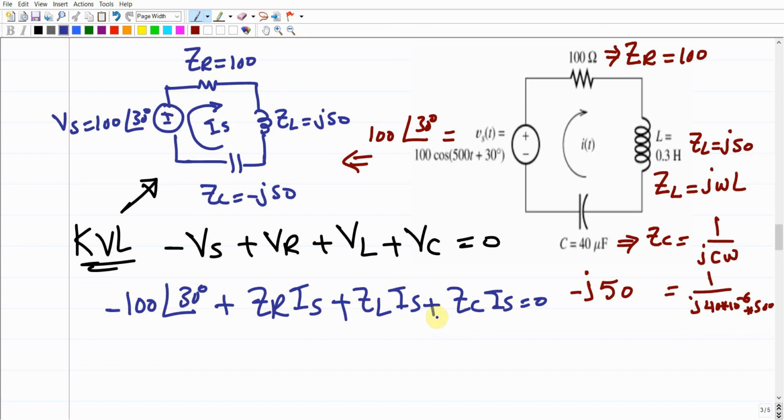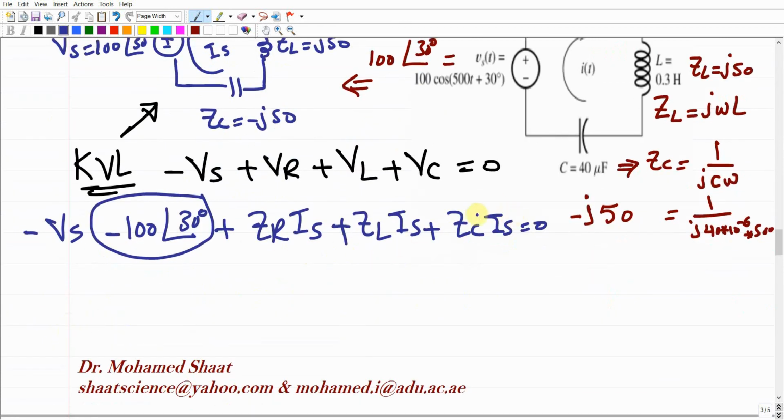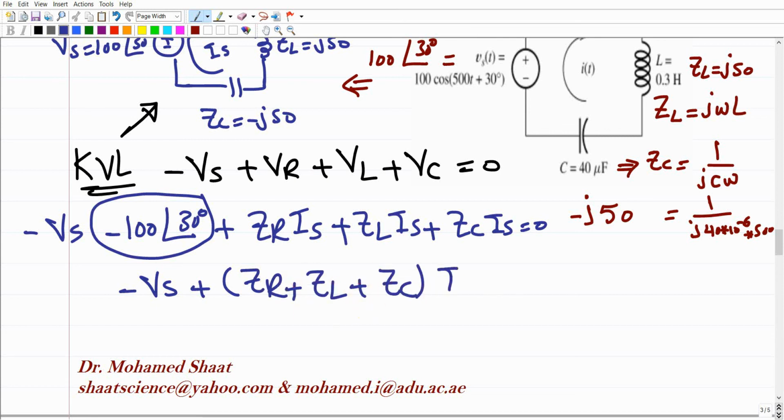There is no need to substitute for these now. Just keep the impedances in their Z form. Don't plug in their values until the end. It is even advised to keep Vs as it is for now, but it is fine even if you substitute. This term is negative Vs. So is it fine if we take Is as a common factor? Yes. So we end up with negative Vs plus Zr plus ZL plus ZC, all of these impedances summed together, times Is equals 0.